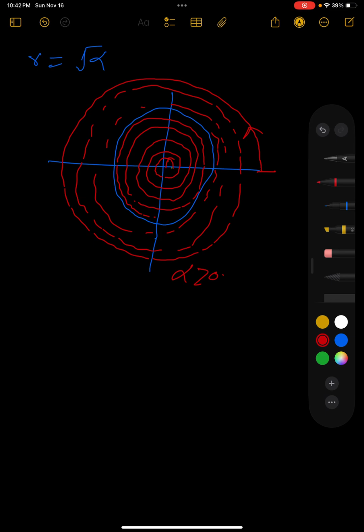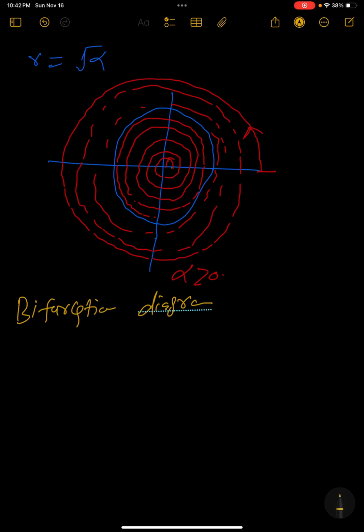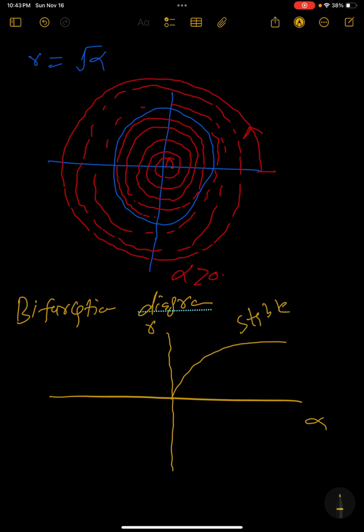Now to actually draw the bifurcation diagram, which is very important, on the horizontal axis we have alpha, and on the vertical axis I have r. Surely r equal to the square root of alpha is this curve, and this is stable. Because it is stable, it is a solid line.